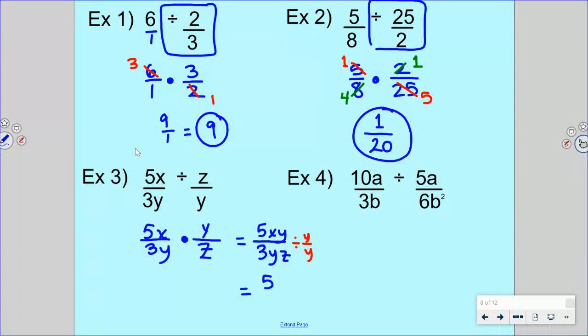5xy divided by y, well, y divided by y is 1. All the y's cancel out, leaving us with 5x. 3yz divided by y, again, those y's cancel out, leaving 3z. But for those of you wondering, yes, we could have reduced early.